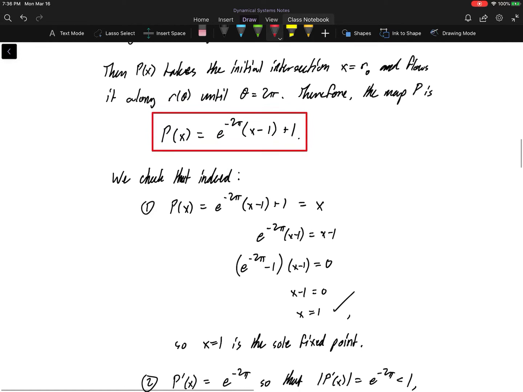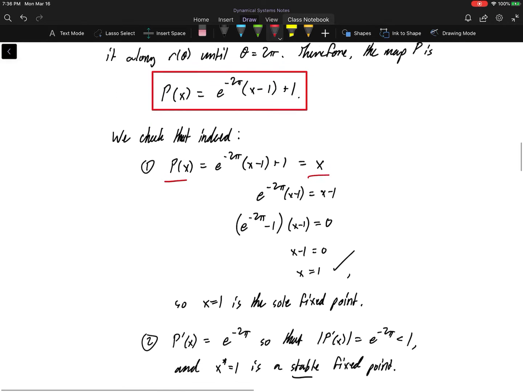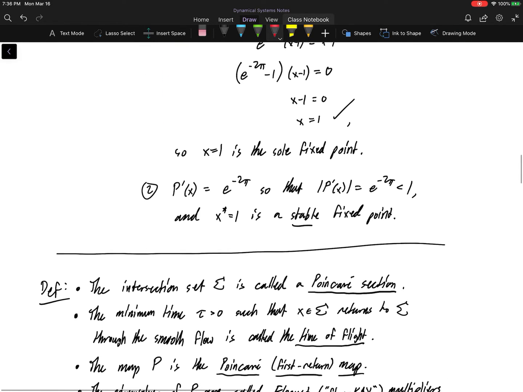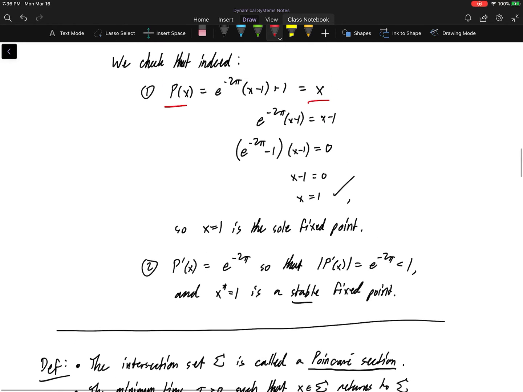And we can check. Look for the fixed points in this system. Sure enough, if I say let P of x equal x, then I can show you that x equals 1 is the only fixed point for this system, which means my solution has to close up after 2 pi units in time. That would correspond to a limit cycle, or at least a closed trajectory.